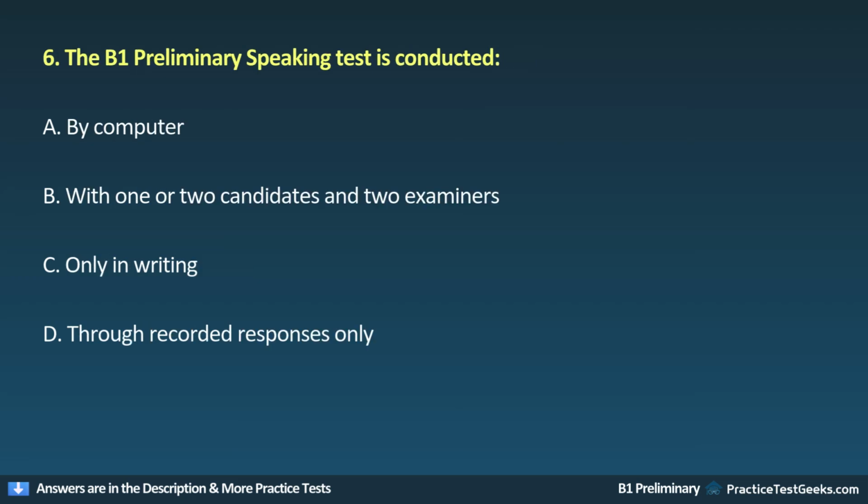6. The B1 preliminary speaking test is conducted: A. By computer. B. With 1 or 2 candidates and 2 examiners. C. Only in writing. D. Through recorded responses only.